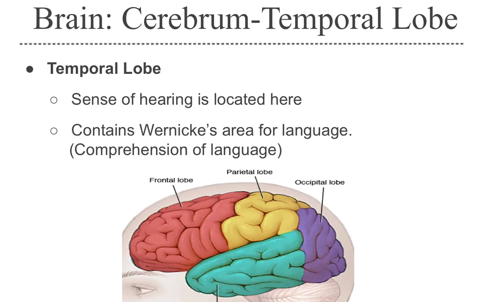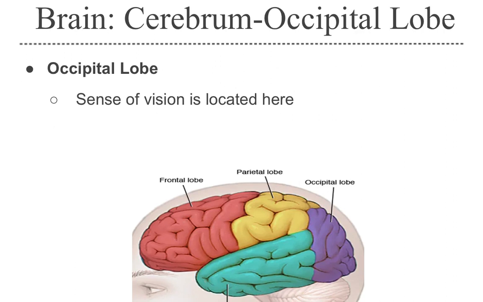The temporal lobe is going to be what processes what we hear. It's pretty easy to remember that as it's near the ear. So it also contains Wernicke's area for language. So this is how we're going to hear language, how we're going to process it, and then how we react to it. Occipital lobe in the back of your head is where we are going to process what we see through our vision.